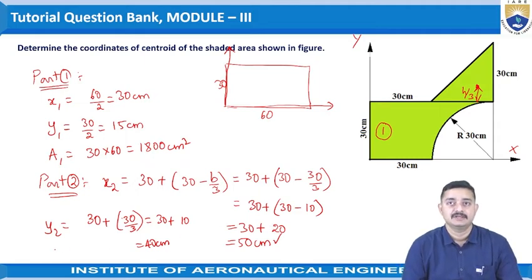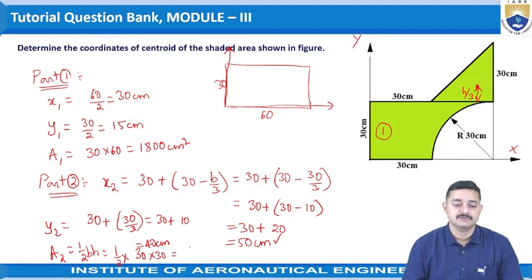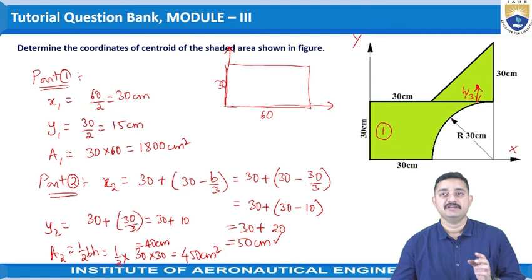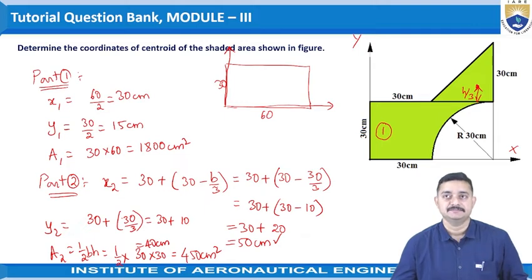Now, we can select this A2, which is half base into height. So that would be half into base is 30 centimeters into height is 30 centimeters. So that value we can obtain it as 450 centimeter square. In this way, we have obtained the details about the triangle or the second part of the figure as given.